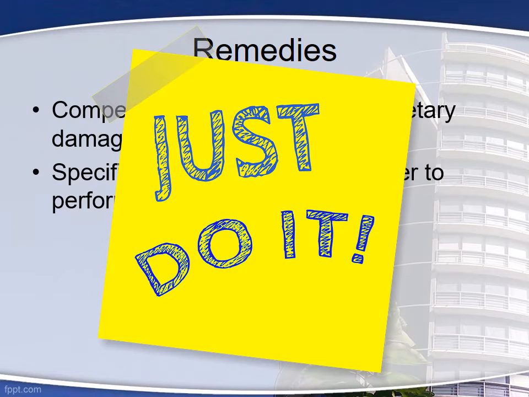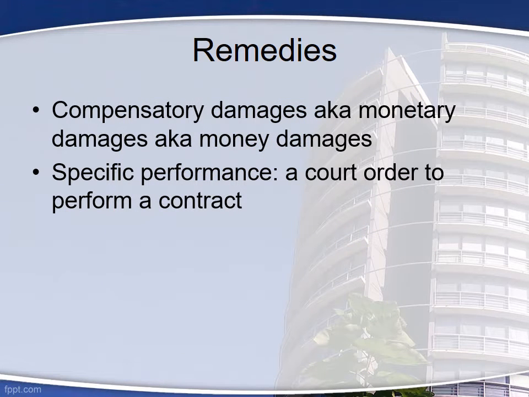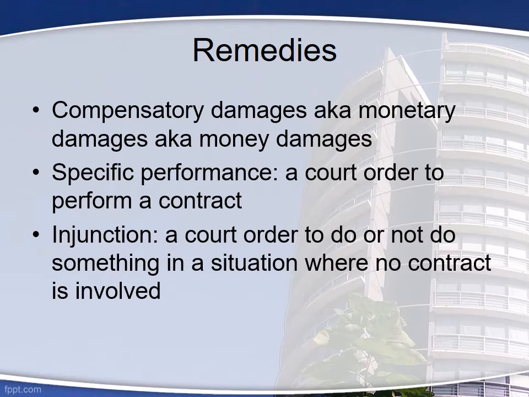The next remedy is called specific performance, and it is a court order to perform a contract. Courts do not like to award this remedy, but it is available in certain limited situations, such as the sale of real estate. The final remedy is an injunction. An injunction is a court order to do or not to do something in a situation where no contract is involved. For example, removing a fence that someone has placed on your property.